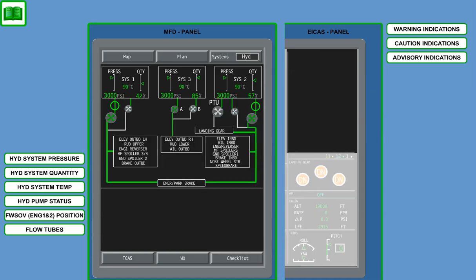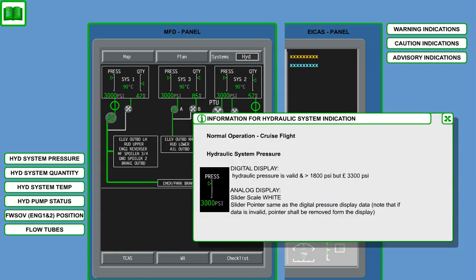By clicking on the highlighted symbols on the hydraulic synoptic page, you will receive the respective ICAS messages and the additional information regarding their meaning.